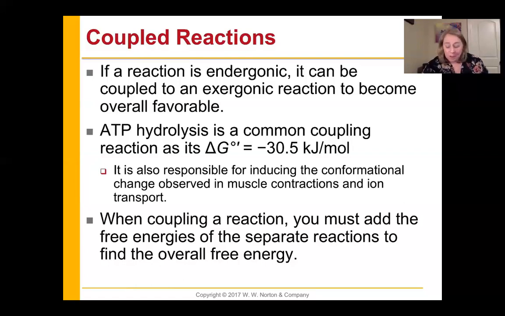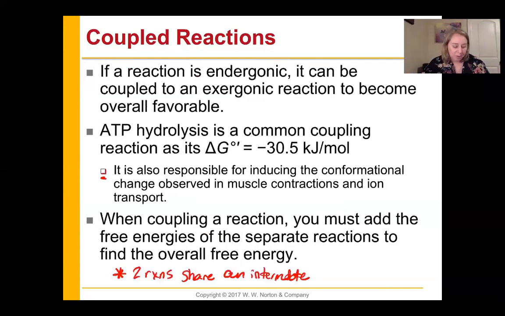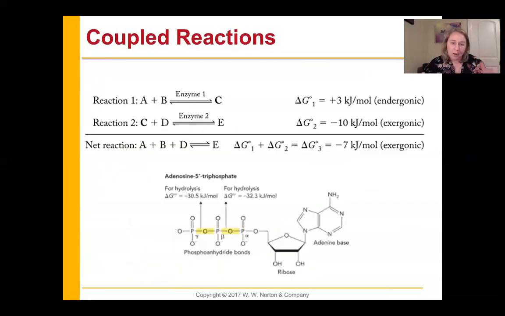So it's great, but here's the thing. If you're going to couple reactions, you have to add the free energies of the separate reactions to find the overall. But this only works if the two reactions share an intermediate. And I'm going to show you what I mean when I say they share an intermediate. And the other way, it's also possible for ATP to induce a conformational change, and I'm going to show you that as well. But first, we're going to couple and look at overall delta G.